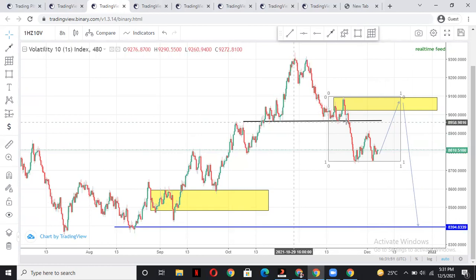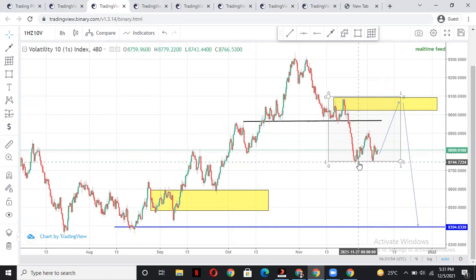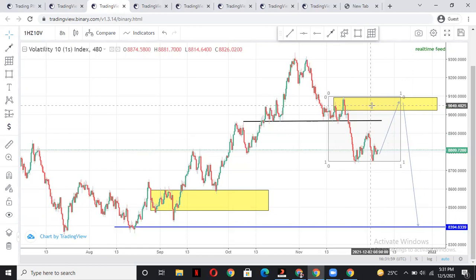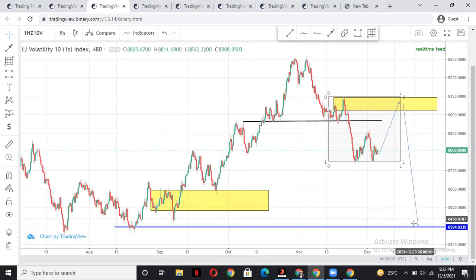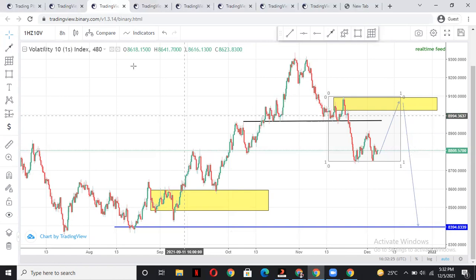Look at it. This is a break of structure. You can see price push down. Then I expect price to return back here to mitigate from here, as some people would call it, but I like to call it activate, to activate a larger sell, which will drop price further down. That's what I'm expecting on Volatility 101x. So I expect price to come to this range, then I'll take my sell and shoot it down to 8394. That's what I'm expecting on Volatility 101x in the course of the week.